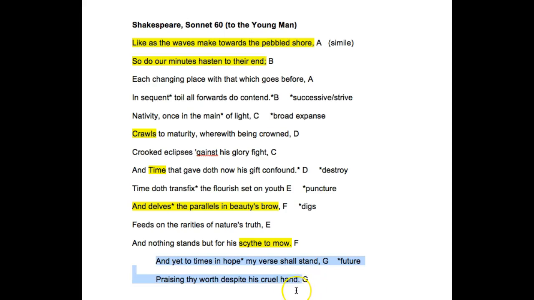So the problem that Shakespeare presents here is the problem of time and mortality. And the solution he presents in the couplet: "And yet to times in hope my verse shall stand, praising thy worth despite his cruel hand." The concluding lines are interesting. It seems to say that you'll be immortalized in verse. But he hasn't really been praising anyone in this particular sonnet.